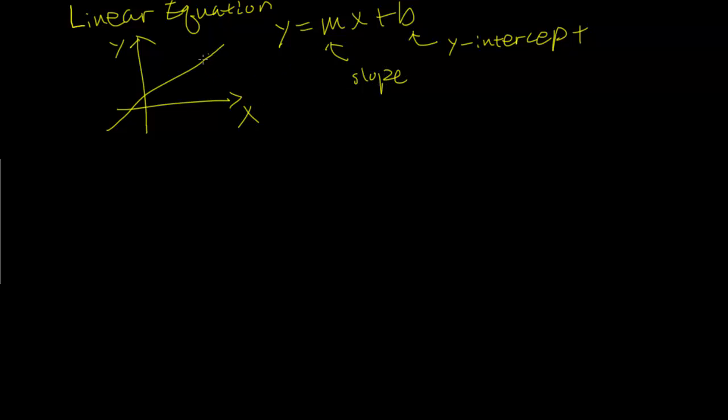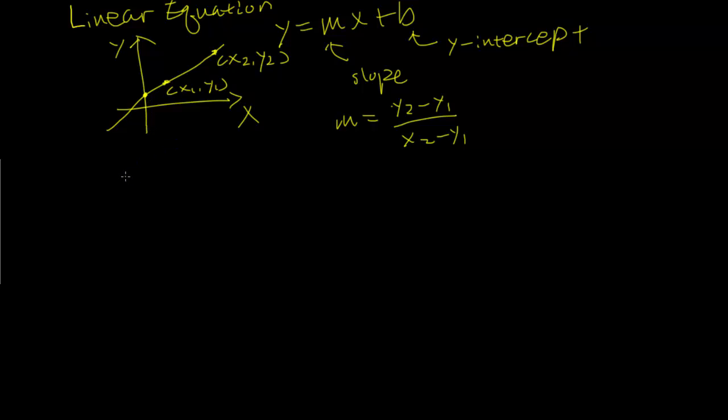It tells us how steep this line is. More specifically, if we have 2 points on the line, this point being x1, y1, this point being x2, y2, you could get the slope, or how steep it is, by subtracting y2 minus y1 all over x2 minus x1. And the y-intercept is the point where the line crosses the y-axis.